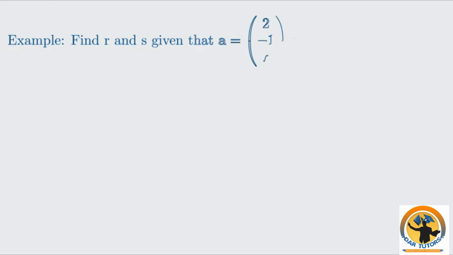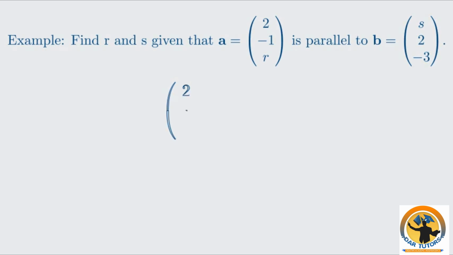Let's work through an example to see how this is applied. This is similar to example 25 in your notes. We are asked to find the values of r and s, given that vector A with components 2, minus 1, and r is parallel to vector B with components s, 2, and minus 3. Since the vectors are parallel, we can write the equation A equals k times B for some scalar k.